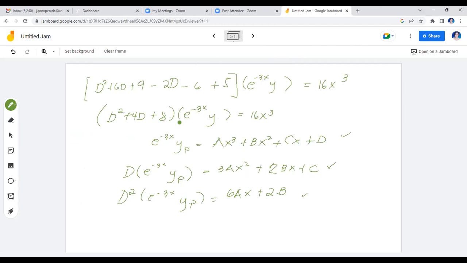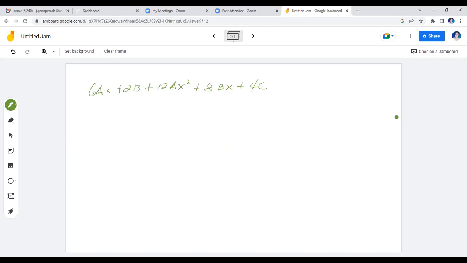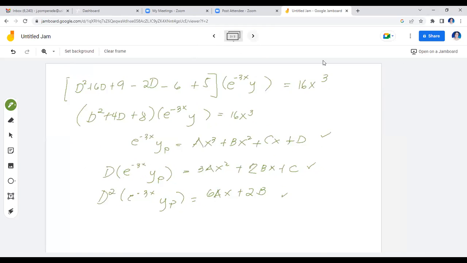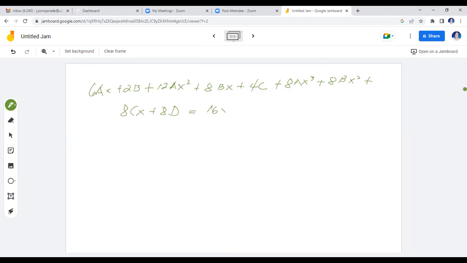And since it's 8 times this one, the hybrid unknown function, all of this will be multiplied by 8. So you will have 8ax cubed plus 8bx squared plus 8cx plus 8d. And it should be equated to 16x cubed, so this is just the same as what we have done in method of undetermined coefficient. And you just equate coefficients.